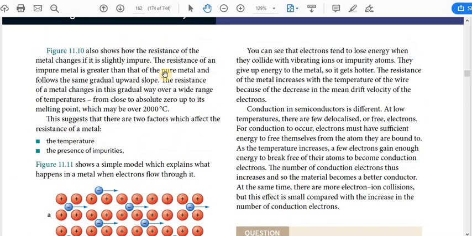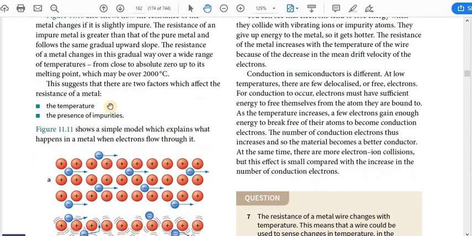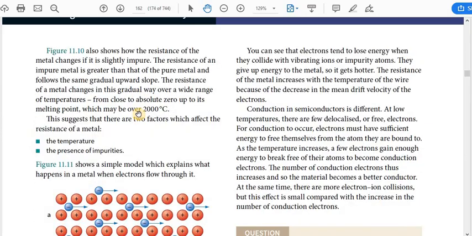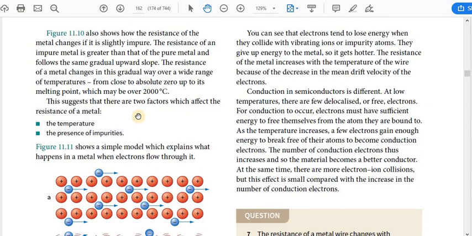The resistance of an impure metal is greater than that of a pure metal and follows the same gradual upward slope. The resistance of a metal changes in this gradual way over a wide range of temperatures, from close to absolute zero up to its melting point, which may be over 2000 degrees Celsius. Some metals have very high melting points. You know, tungsten has a very high melting point. That's why we use tungsten in filament lamps. The filament of a filament lamp is made of tungsten.